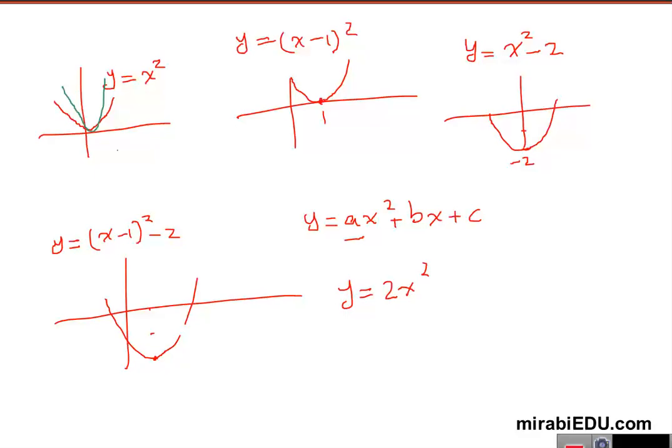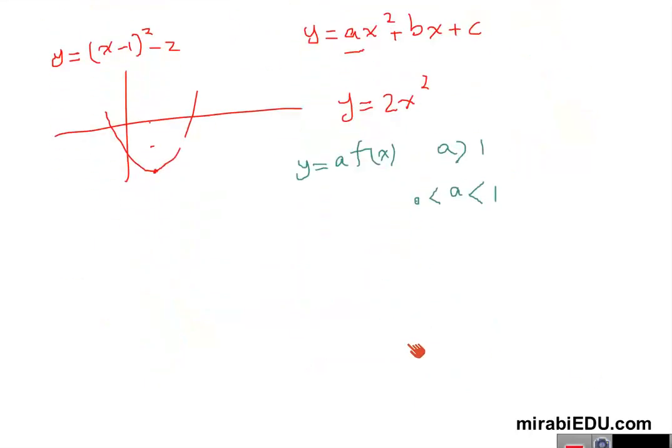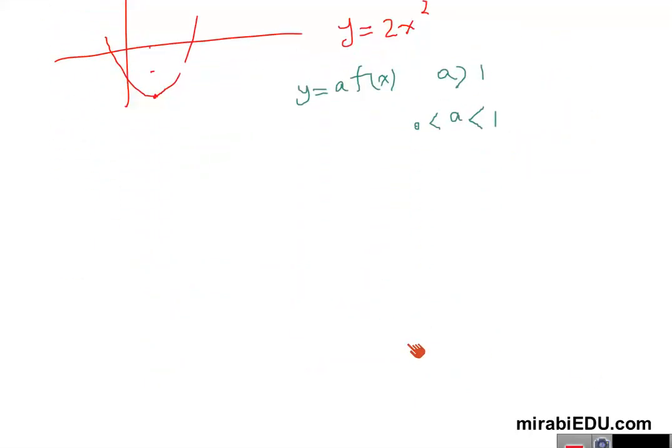So generally we can say if we have y equals a times f of x, and a is greater than 1, the graph will be extended in y direction, and if a is between 0 and 1, it will be contracted in y direction. It is easy to see this in sinusoidal functions.